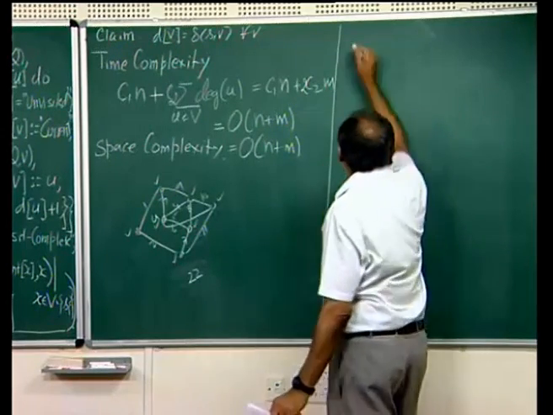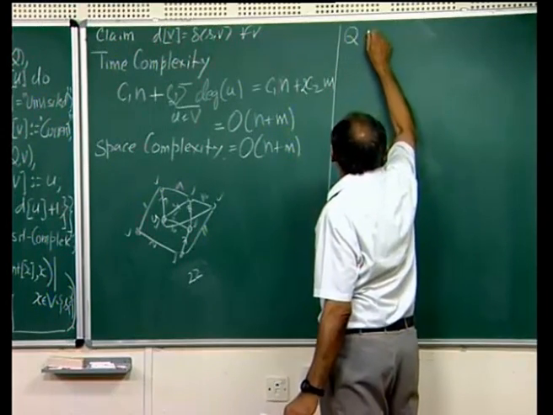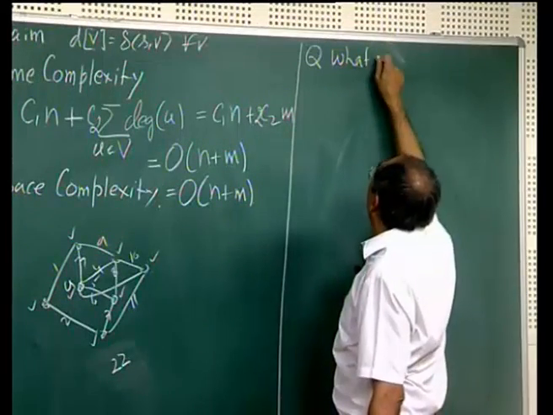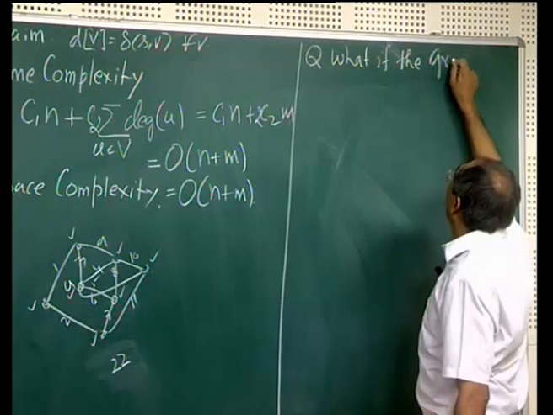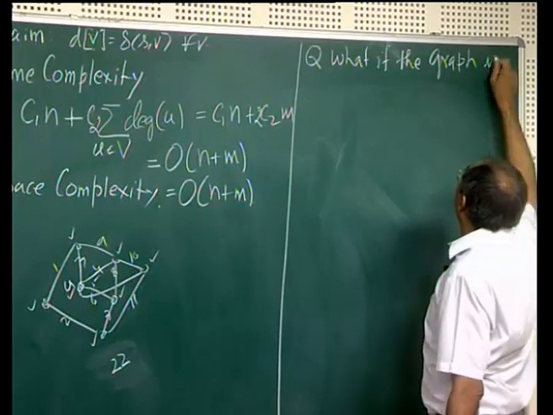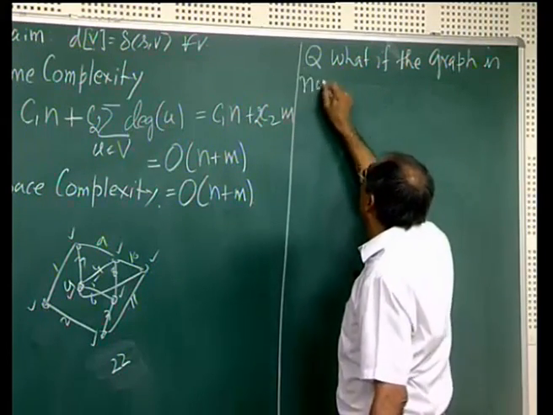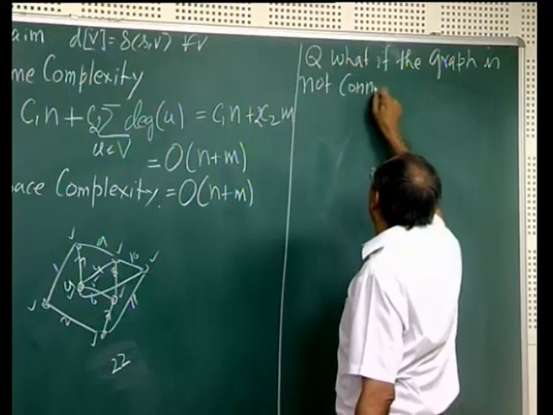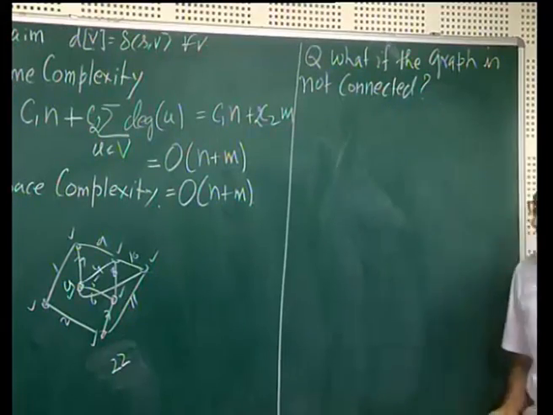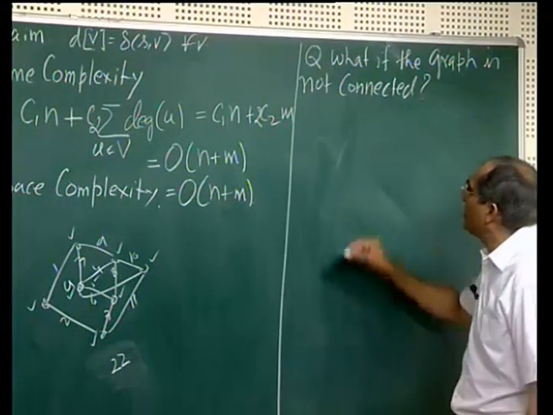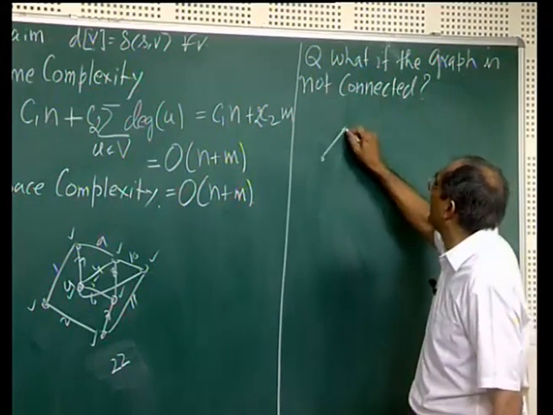So, the question is, what if the graph is not connected? So, what do we mean by that? Let us suppose the graph looks like this.